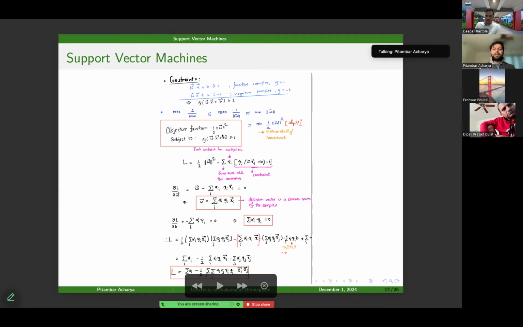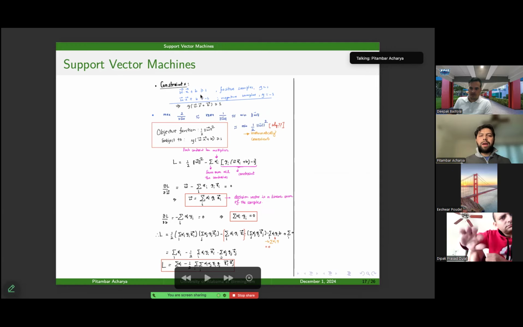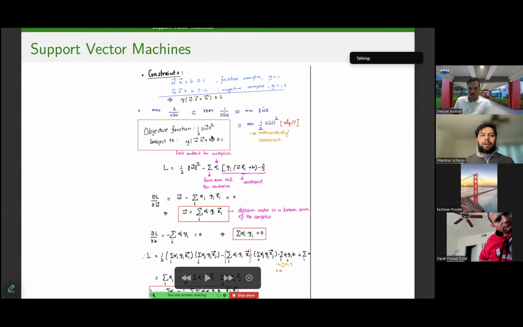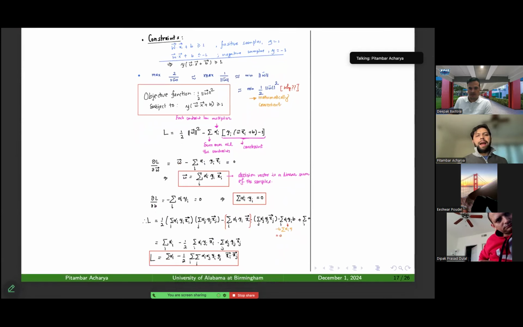Subject to the constraint here. We have two regions: the scalar product W dot X plus B, or W transpose X plus B, greater than or equal to 1 in one region, and less than or equal to negative 1 in the other. If I take y as the classification, we are taking y equals positive and negative 1. So this will be the constraint. Our job is to use the Lagrange multiplier to optimize the function.